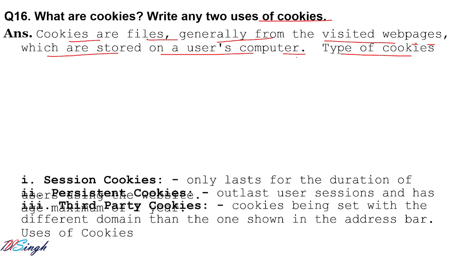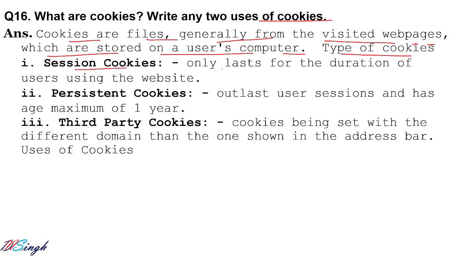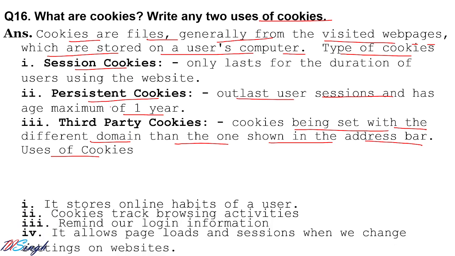There are three types of cookies. Session cookies last for that particular session, till you are on the website. Persistent cookies outlast the user session and have a maximum age of 1 year. Third party cookies are set with a different domain than the one shown in the address bar. So third party cookies are something different from session and persistent cookies.